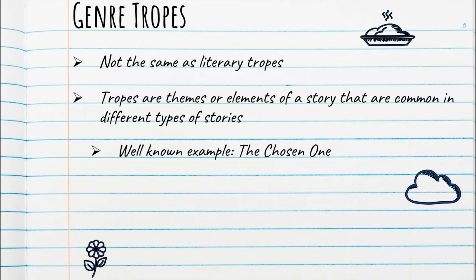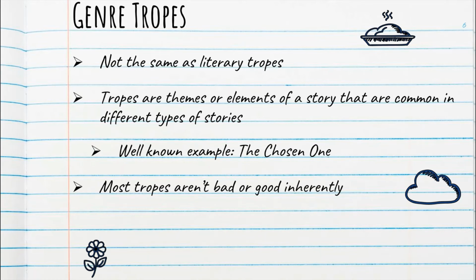All right. And a lot of authors have taken that and kind of turned it around, making it seem like the main character is the chosen one and then it's not, or sometimes it's played completely straight. All right. Harry Potter, they literally call him the chosen one at certain points. All right. So that's a very well known trope.